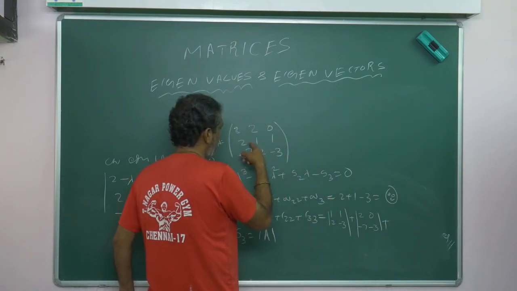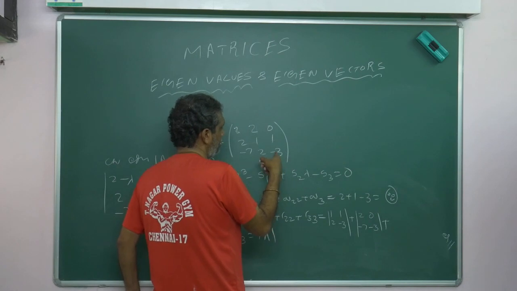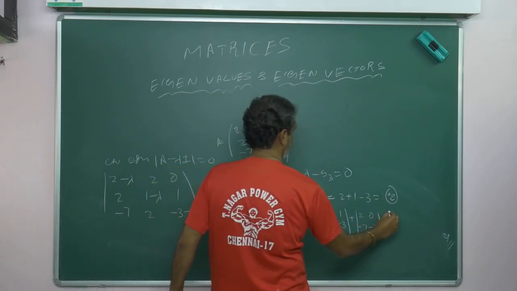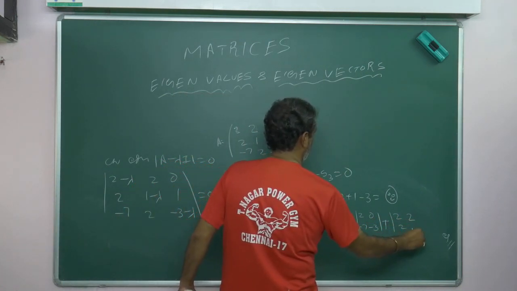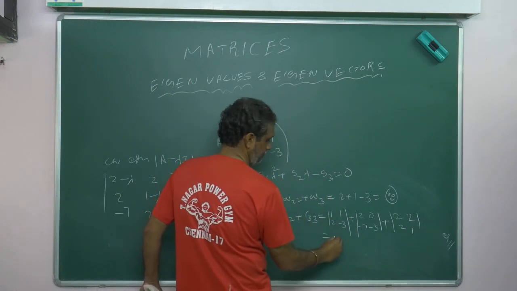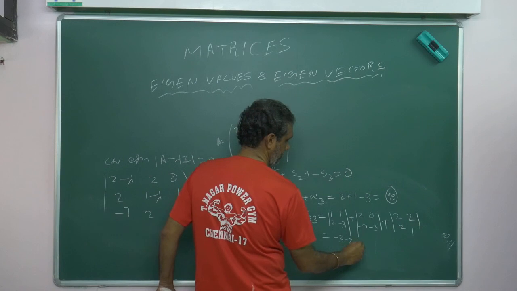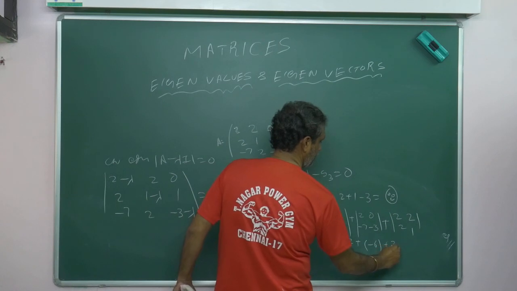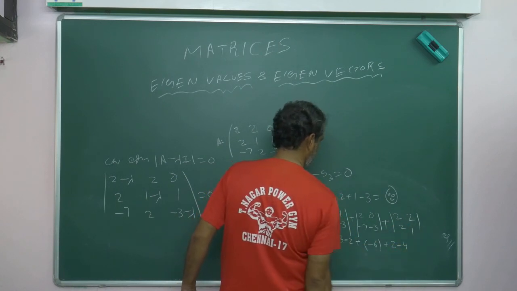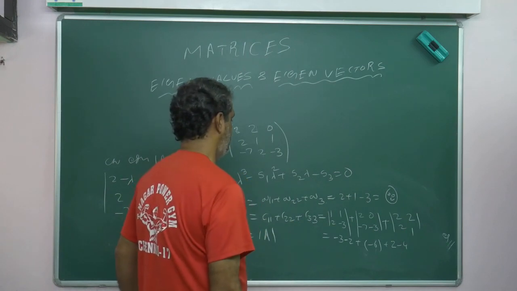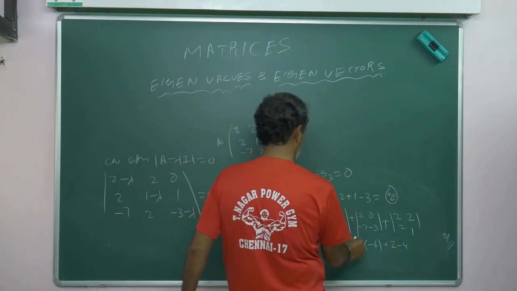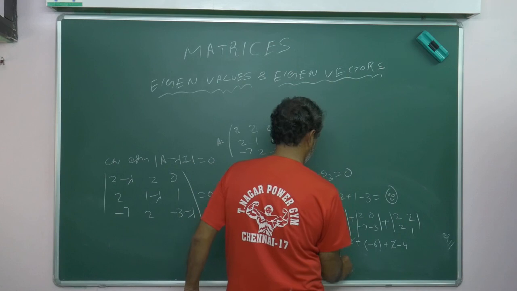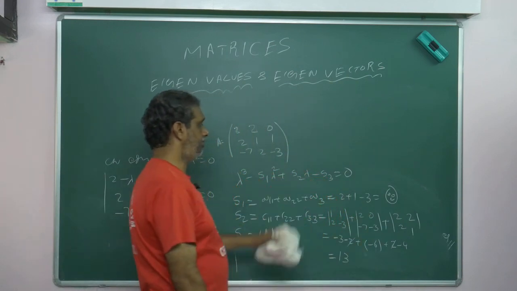For this diagonal element's cofactor, this element where it stands, that row and that column you omit. If you omit this column and this row, what will you get? 2, 2, 2, 1. Then this is equal to what? Minus 3, minus 2, plus minus 6. Then this is 2 minus 4. Correct or not? Now what will you do? This plus 2 minus 2 may cancel. This is equal to minus 9 minus 4, which is 13. So the second one also I happily got.